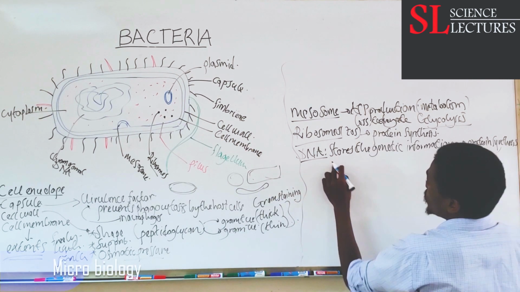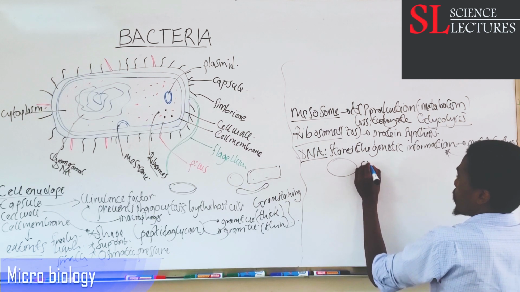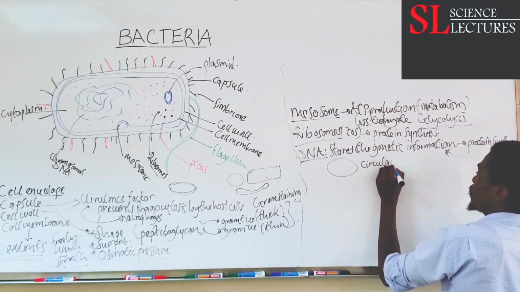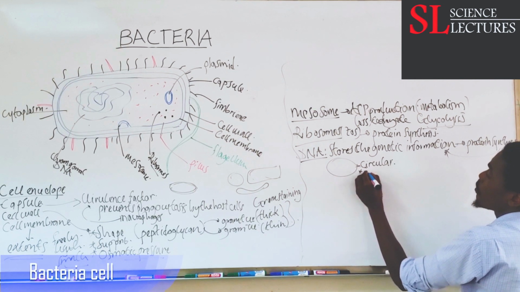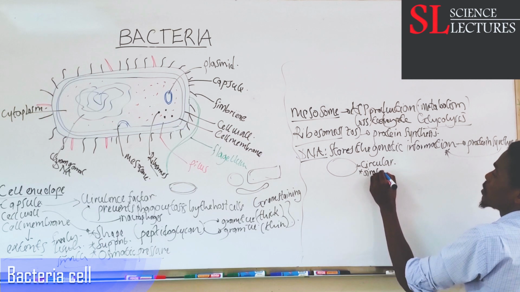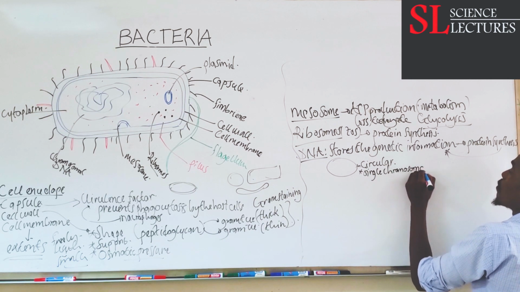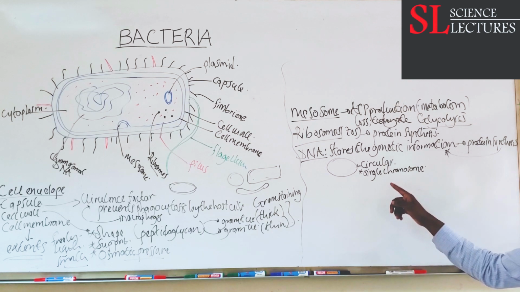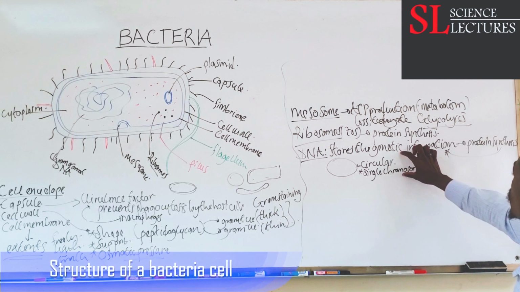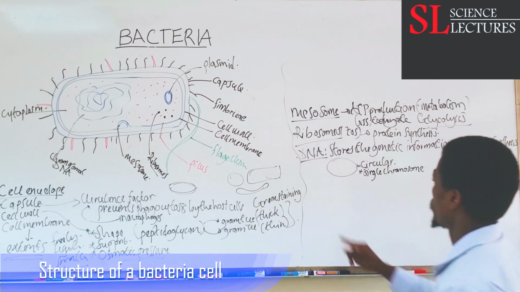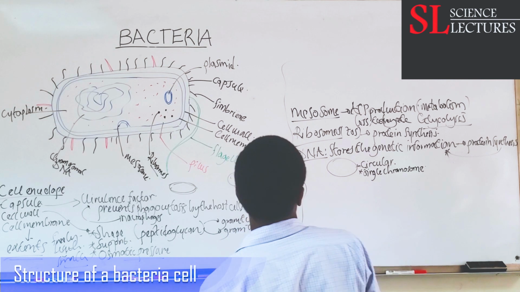However, the DNA of this bacterial cell is circular. Number one, it is circular. And the second thing we need to note is that it is found in a single chromosome. A single chromosome of circular DNA. That is how this DNA is arranged. That is the DNA of our bacterial cell.